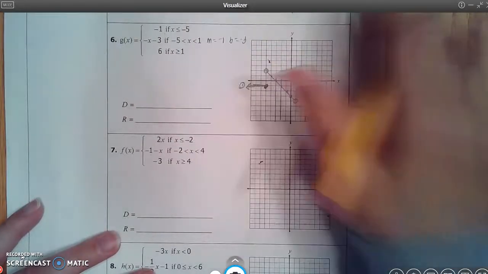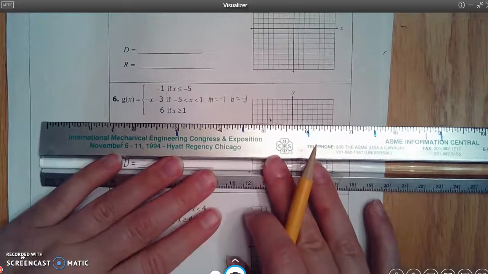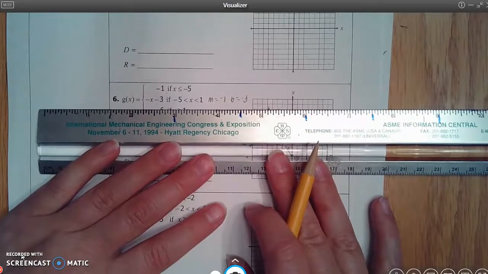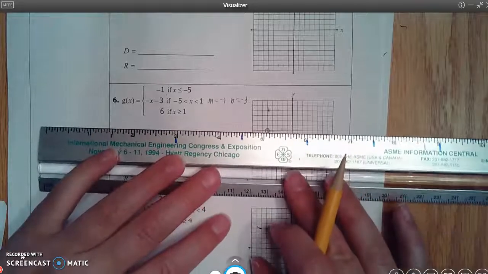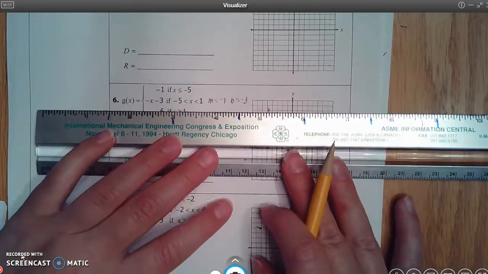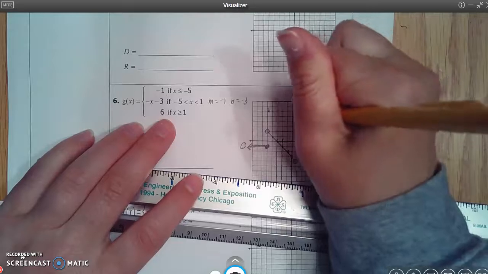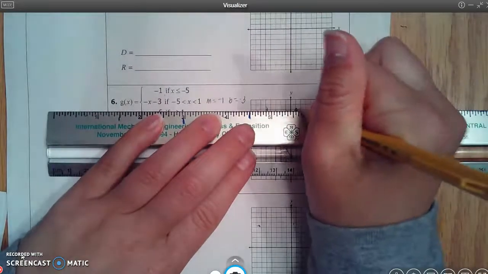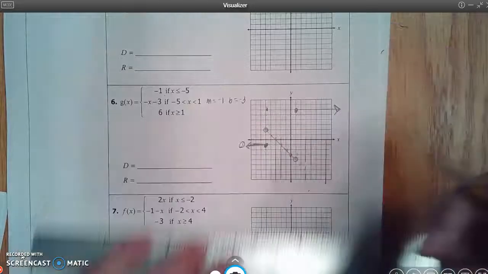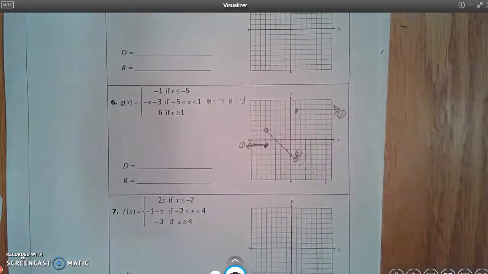And last but not least, I want y values of 6. So 1, 2, 3, 4, 5, 6. But I only want to include values greater than or equal to 1. I think I miscounted. 1, 2, 3, 4, 6. And I only want to start at 1. So I'm going to go to 1 right here. It's a closed dot, and I want numbers to the right of that. Okay, so that's line 1, this is line 2, and then this is line 3.